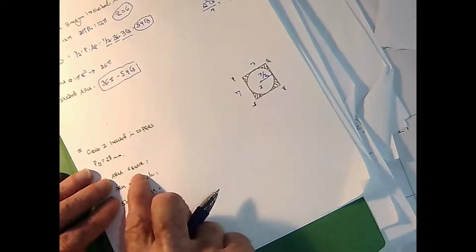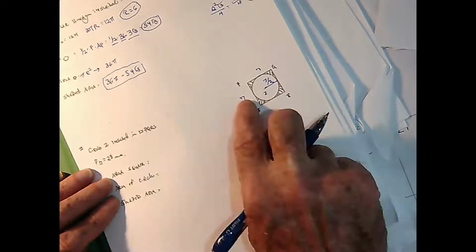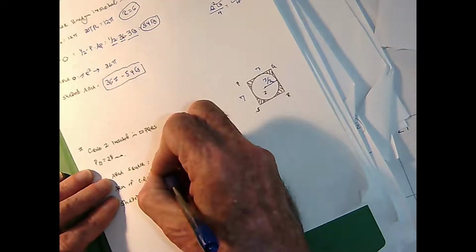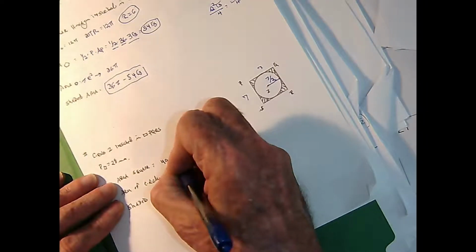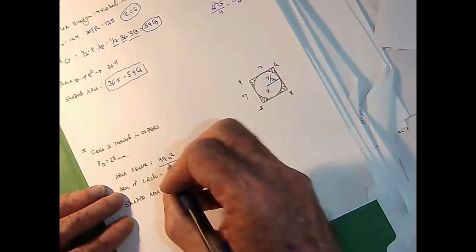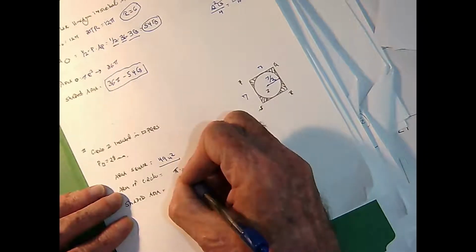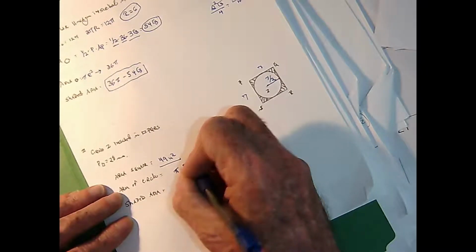So what would be the area of the square? Well, if it's 7 by 7, it's 49 square units, huh? 49 units squared. And the area of the circle, well, I got to go with pi times the radius, 7 over 2, squared.